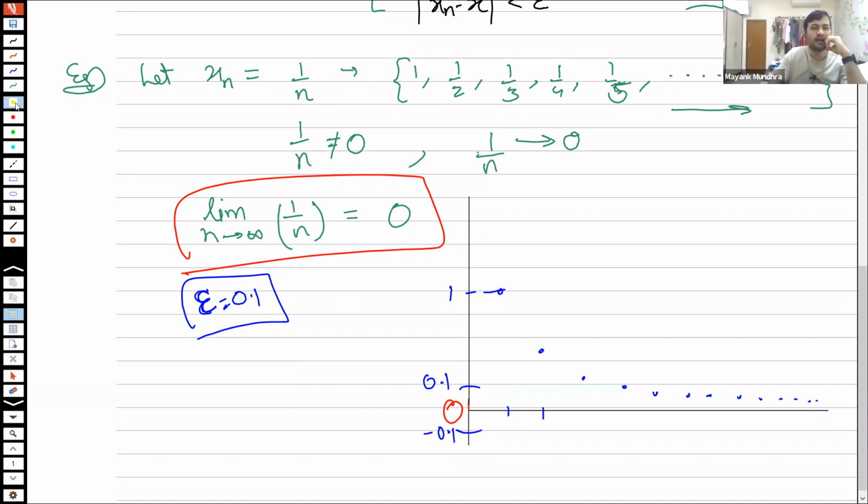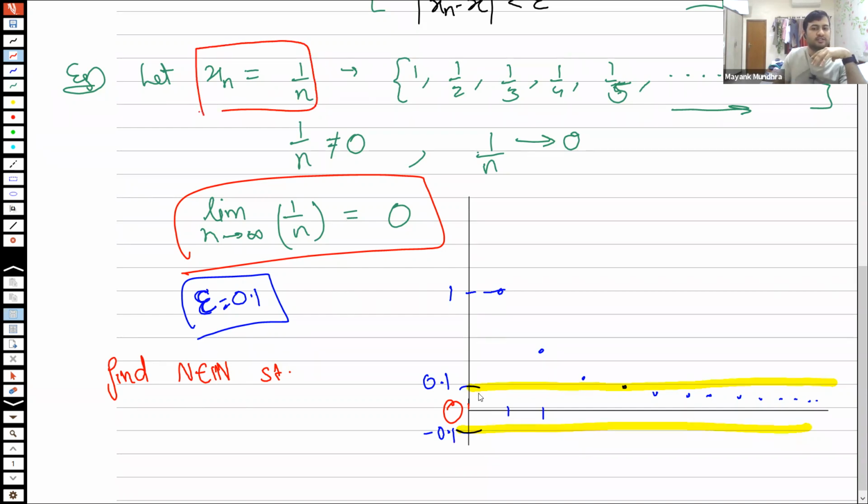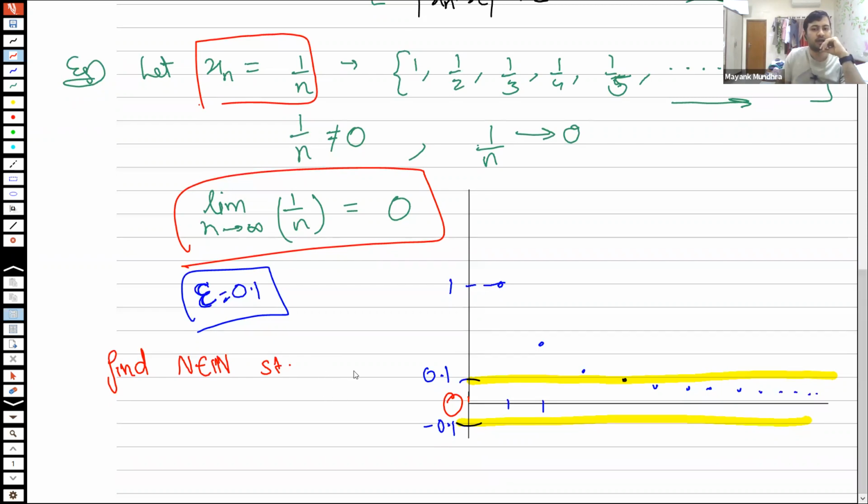So I want to find a natural number n such that after n, all elements of this sequence are going to be inside this range. All the blue dots should be inside this yellow range. So I want to find n such that 1 by n should be less than 0.1 for all n greater than 10.